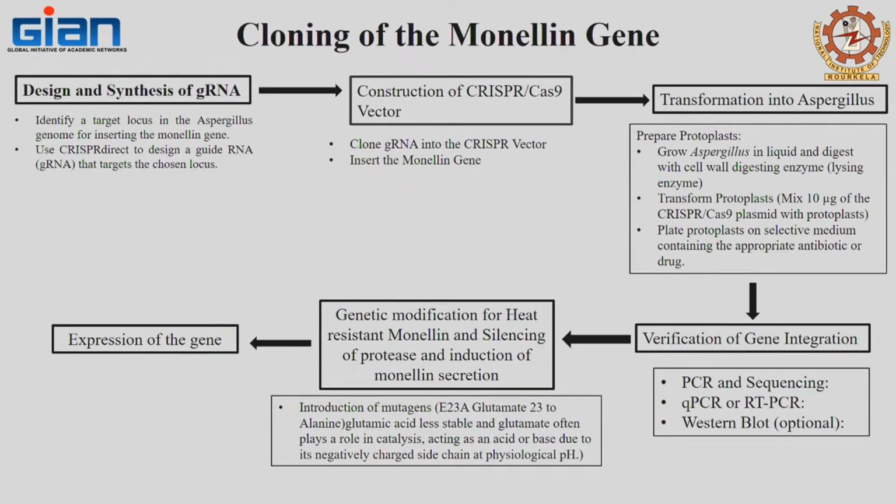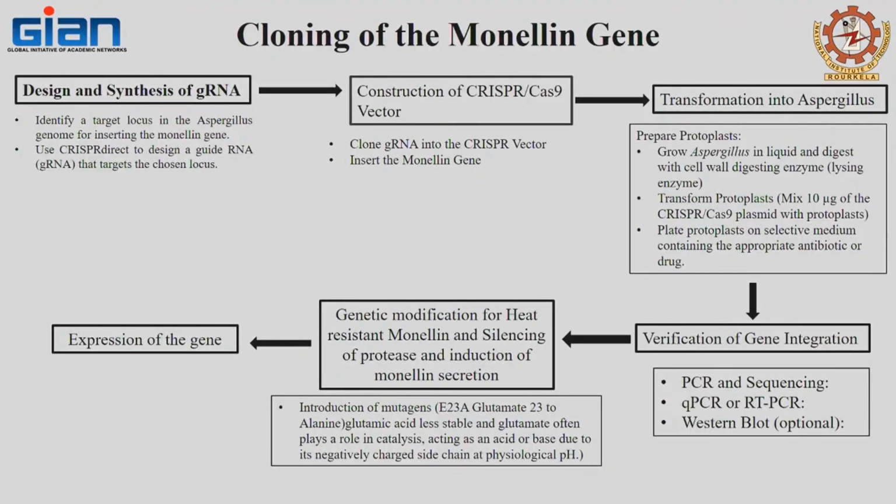So we design the synthesis of the guide RNA. After that, we construct the CRISPR-Cas9 vector, clone the guide RNA into the CRISPR vector and insert the monellin gene. Then we transform it into the Aspergillus. After that, we have to know whether the gene is expressing or not, so we go for culturing. We will be verifying the gene integration, whether the integration is done or not, by using PCR, qPCR or Western blotting. After that we have to go for the genetic modification for the heat stability.